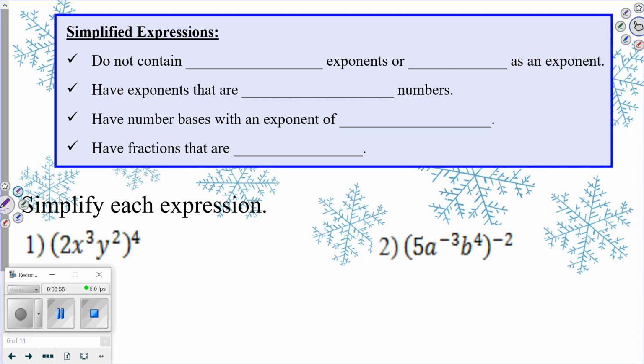First thing, simplified expressions do not contain negative exponents. If it has a negative exponent, what do you do to get rid of it? You move it. If it's at the top and it's negative, move it to the bottom. If it's at the bottom and it's negative, move it up to the top. It also does not contain 0 as an exponent. Because if it has 0 as an exponent, what happened to it? It's just a 1. Literally, it is gone, and there's a 1 standing there.